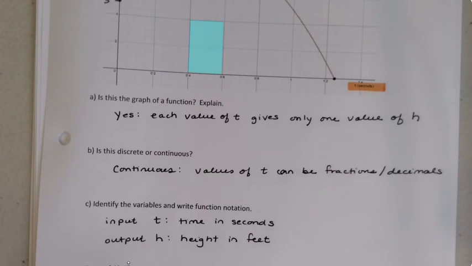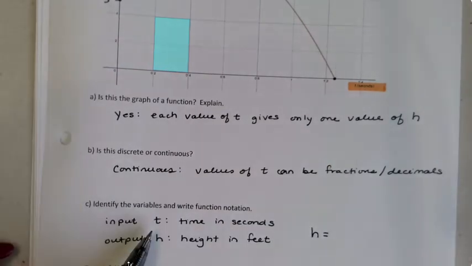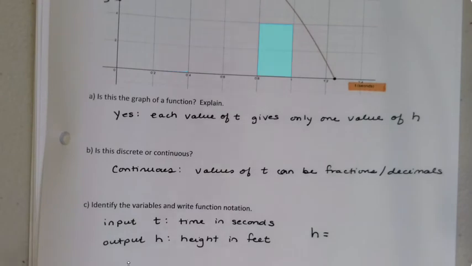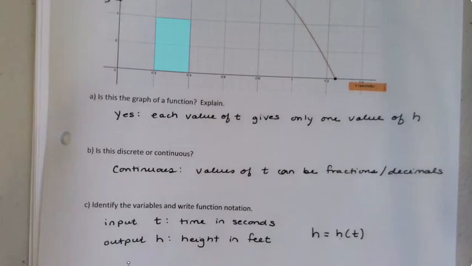So if I want to write function notation for this, I always start with my output variable. So h equals, and that will be a function of the input t. I'm going to write h of t, but if you choose a different letter for your function notation, that is certainly fine.